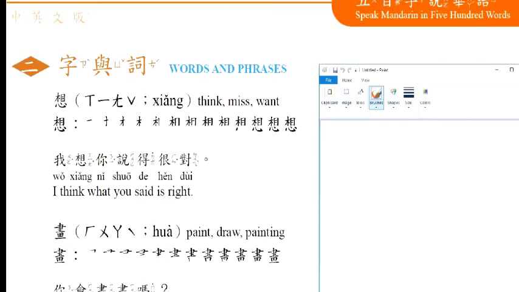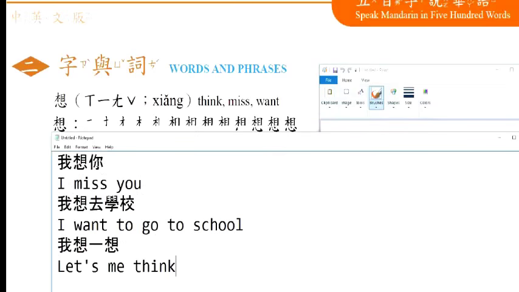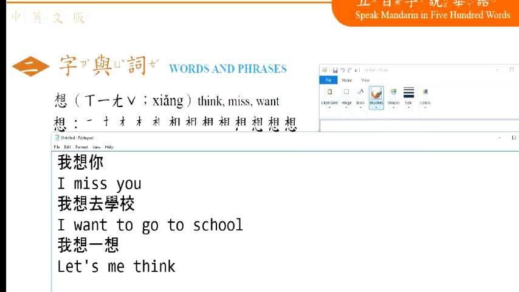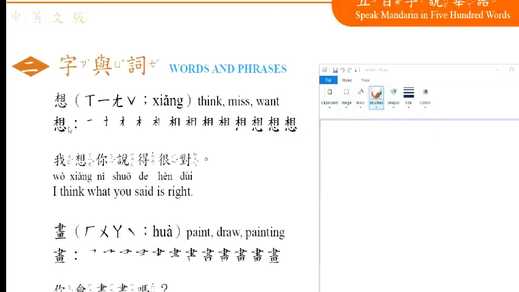生词 (new words): 想, to think, miss, want. 我想你, I miss you. 我想去学校, I want to go to school. 我想一想, let me think. Let's see the stroke order.